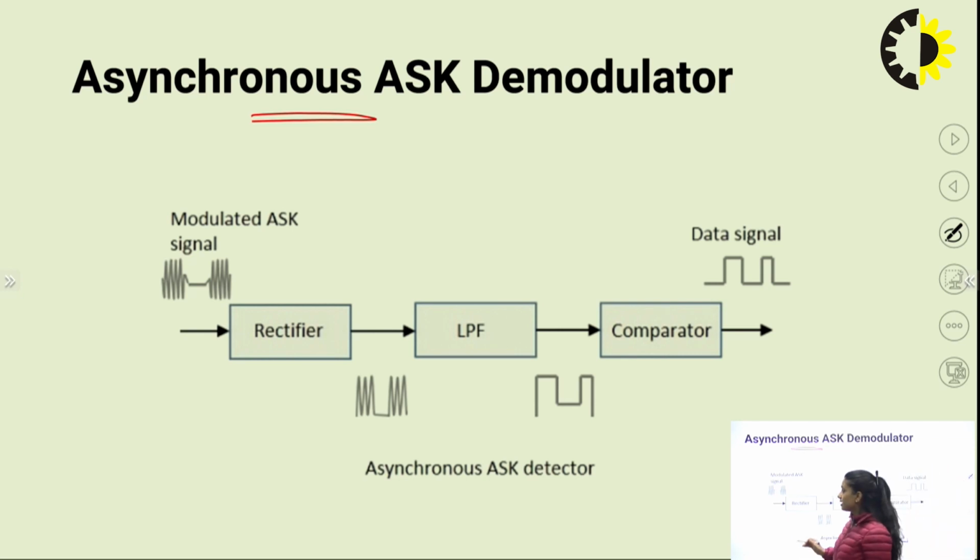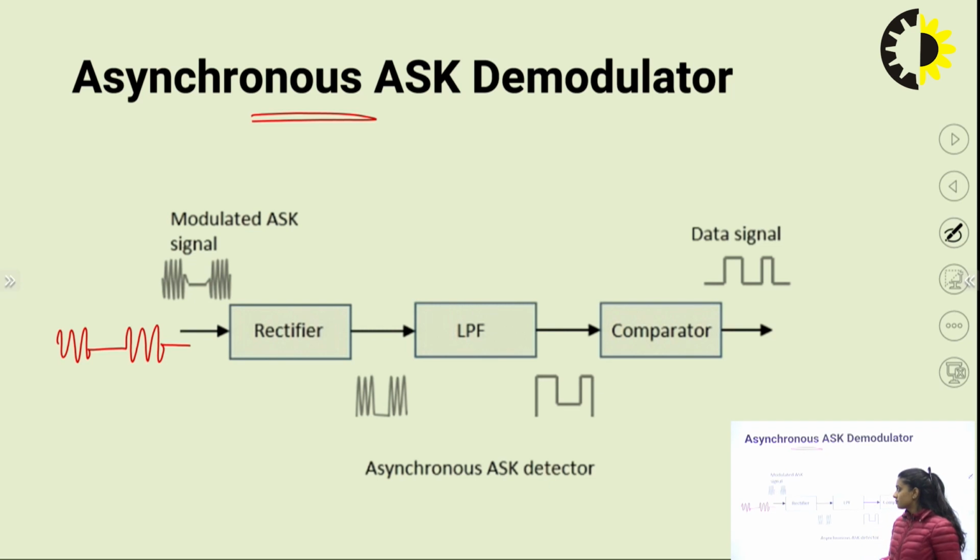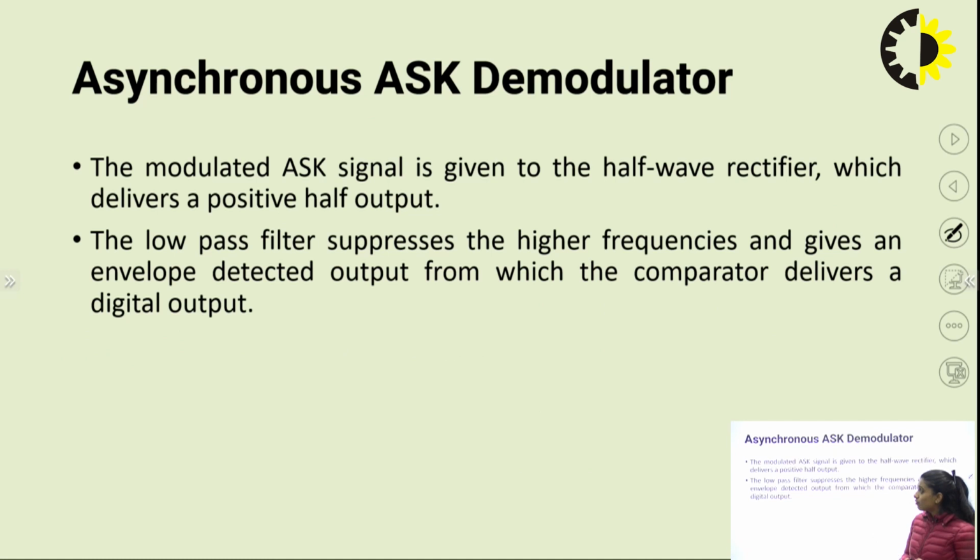Input to this will be the ASK wave. ASK somehow looks like this. This is the input to my rectifier. We know the job of a rectifier, right? We know the job of a low pass filter, and also that of a comparator. Let's see how it works. Finally, what I want is to retrieve back my message signal, right? Let's see how it works.